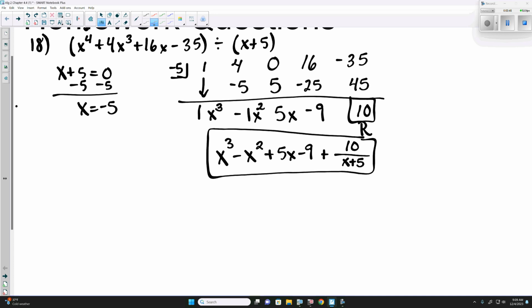Now, as a side note, the degree of our final answer can be found by taking the degree of what we're starting with, in this case 4, and subtracting from it the degree of what we're dividing by, which is 1. 4 minus 1 is 3. So the degree of our solution should be 3. Well, the biggest exponent for this is 3, so that does hold true. Questions on this here?